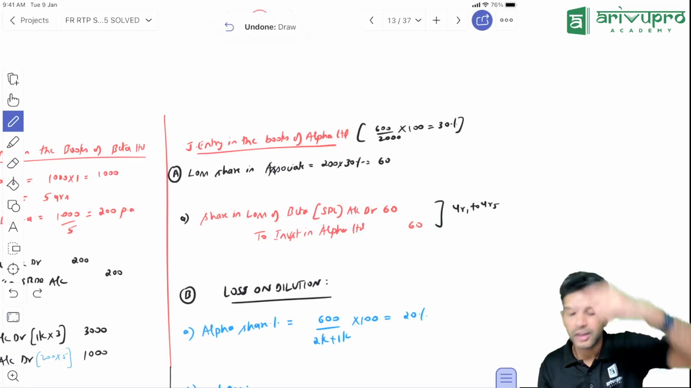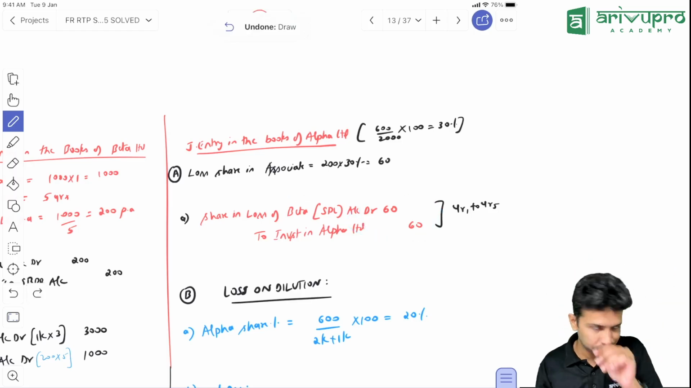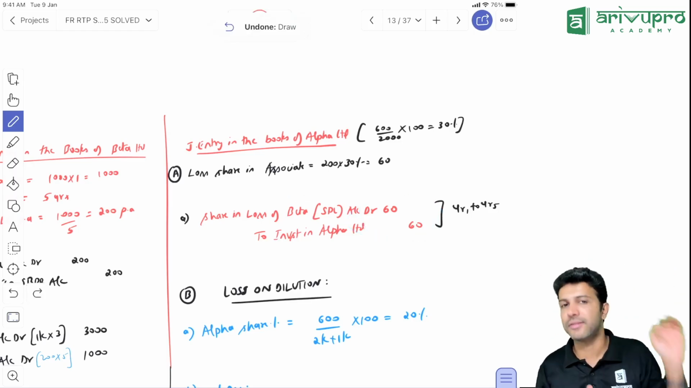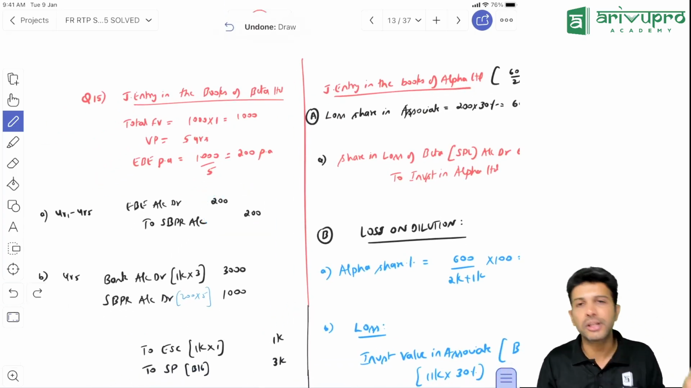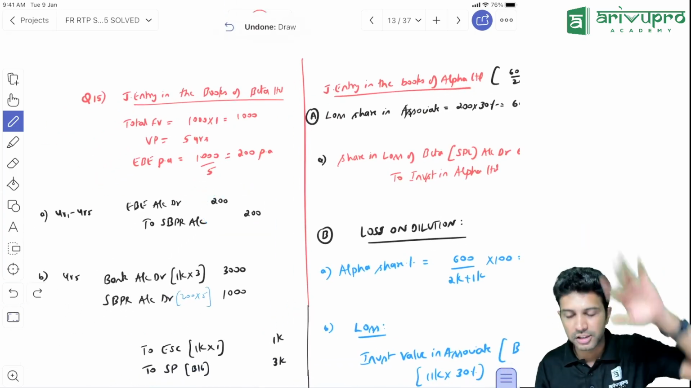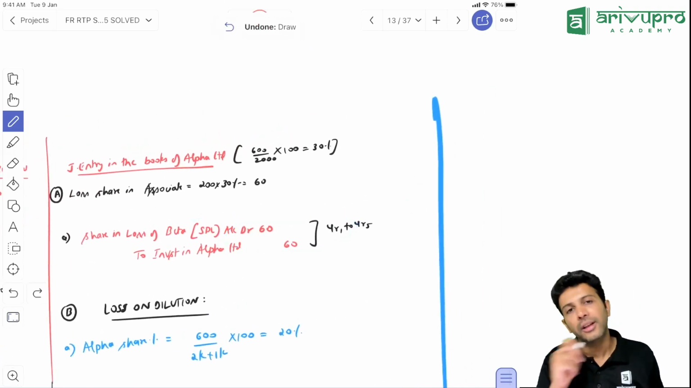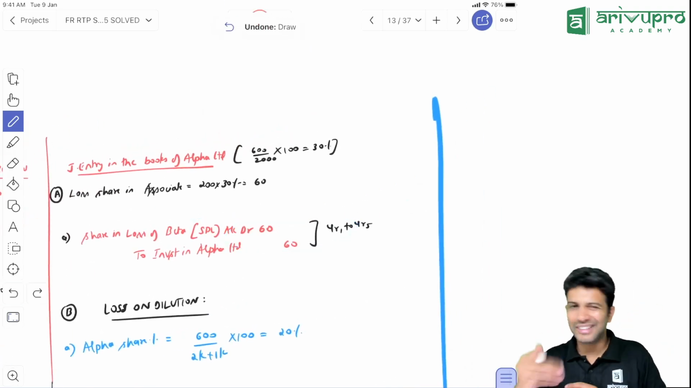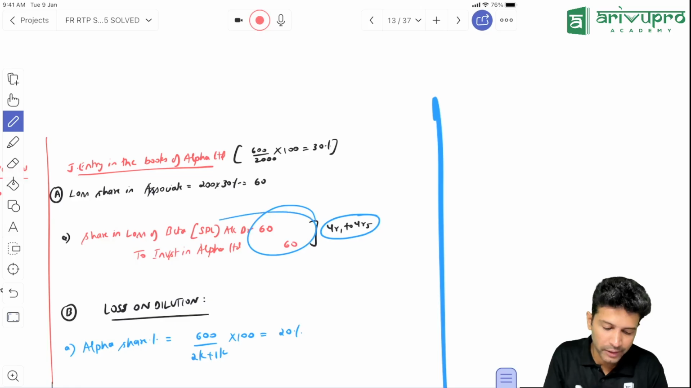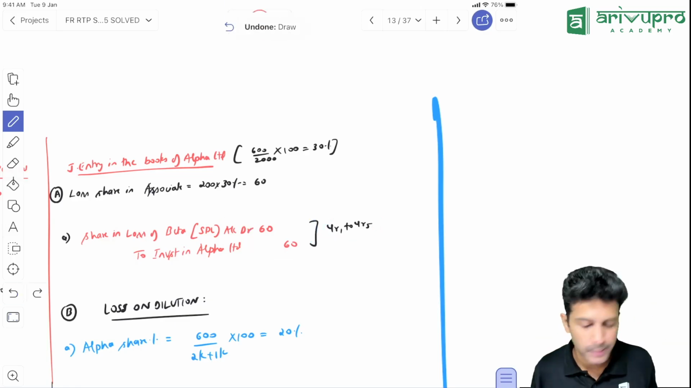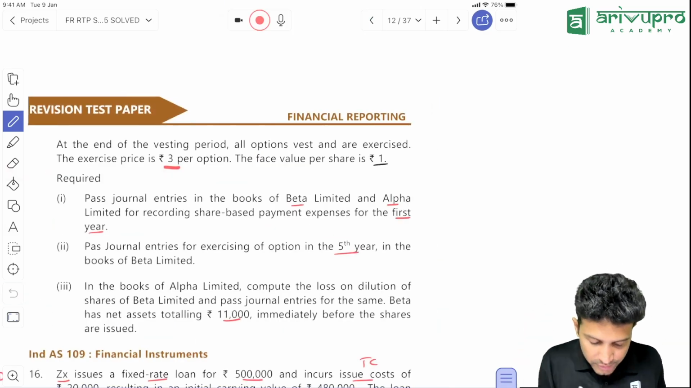This is in the first year. The same entry the investor has to pass for 5 years, because this expenditure of 200 is for 1 year, no? The same expenditure the associate company will account for 5 years, which means this same entry the investor also will have to account for 5 years. They only asked for the first year, but I have written it for your reference: from year 1 to year 5, this entry will be passed. Okay, this is the requirement. So this we have done, this we have done.